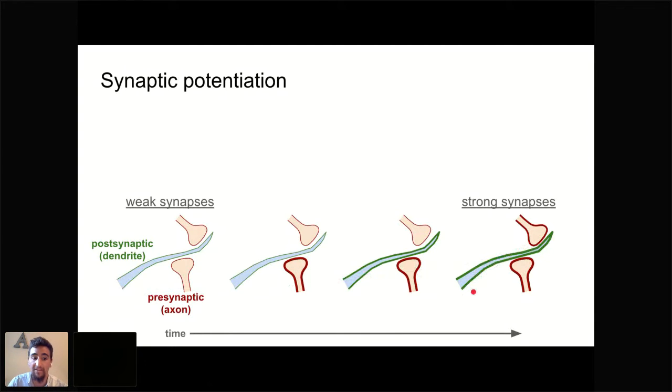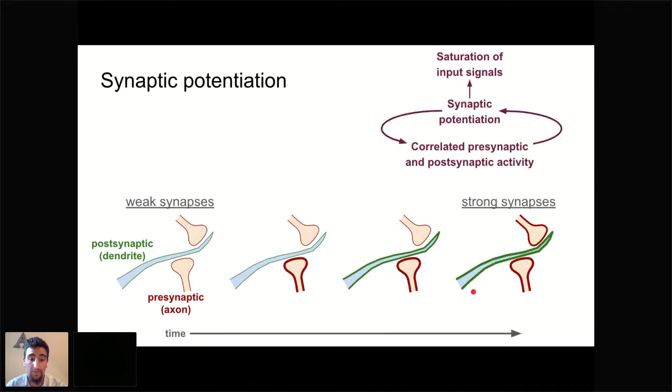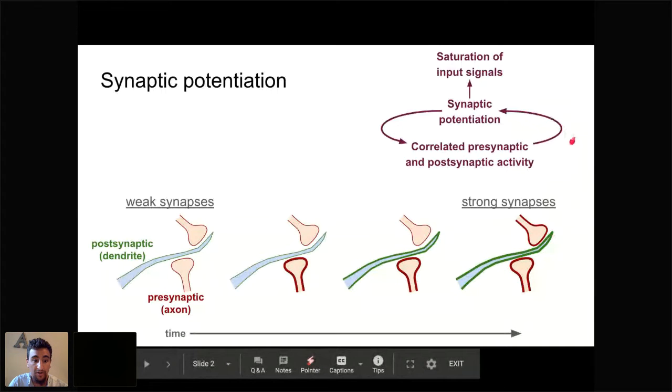But this kind of feedback is dangerous. It can firstly result in saturation of input signals, where the overall strength of the cell is saturated. It can also result in a sort of vicious cycle. Correlated activity between neurons leads to synaptic potentiation, and synaptic potentiation leads to more activity. So what keeps these in check? What keeps this from strengthening forever? What balances the books and prevents oversaturation?